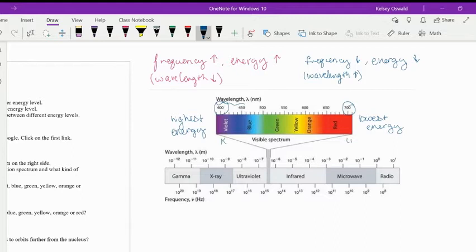What that tells us is that within our atom, we are going to have different amounts of energy or different energy levels because those elements are giving off different colors when they're heated. And we know different colors are associated with either higher or lower amounts of energy. So that would tell us that our lithium contains less energy than our potassium.